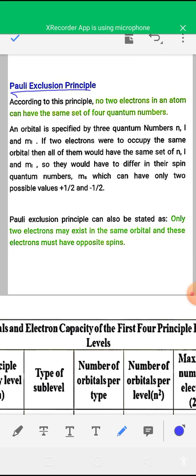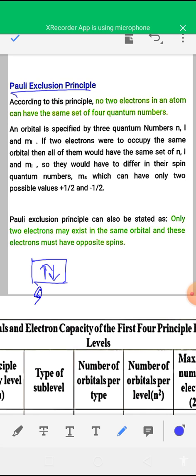Pauli exclusion principle. According to this principle, no two electrons in an atom can have the same set of 4 quantum numbers. You know, an electron is characterized by 4 quantum numbers, and according to the Pauli exclusion principle, no two electrons in an atom can have the same set of 4 quantum numbers.